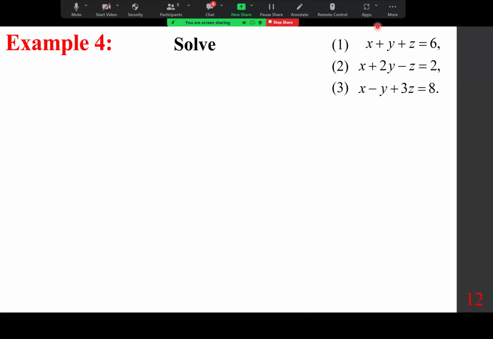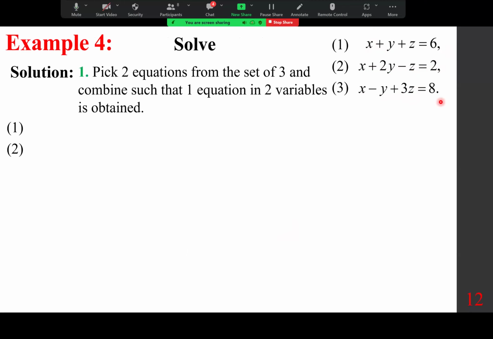We want to solve this system of equations: x plus y plus z is 6, x plus 2y minus z is 2, x minus y plus 3z equals 8. So the solution is, number 1, pick 2 equations from the set of 3 and combine such that one equation in 2 variables is obtained. So basically get rid of one of the variables.